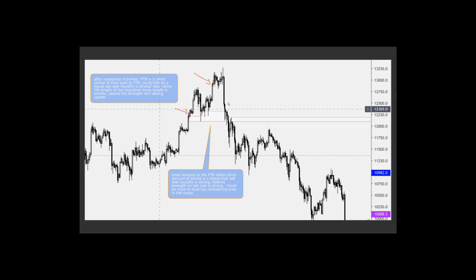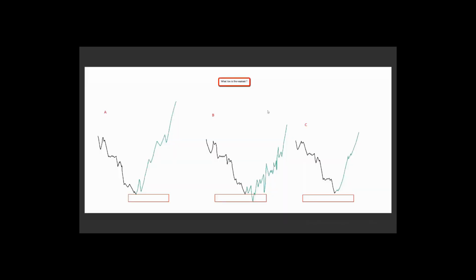It reminds me of something somebody sent me, I think from Twitter. It reminds me a little bit of this. And the question posed was, which low is the weakest? A, B, or C? And the answer is B is the weakest low. Much like the previous chart, price has come all the way to the extreme of the FTR or whatever buy side liquidity this represented, and then as it moved out, it's come back and tested it.